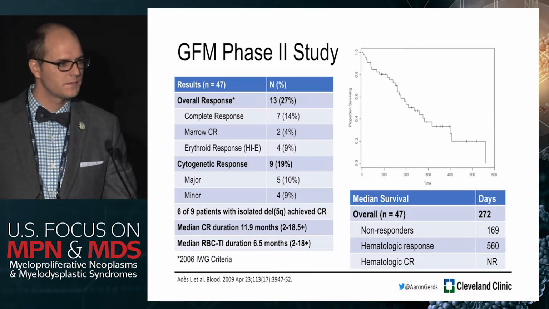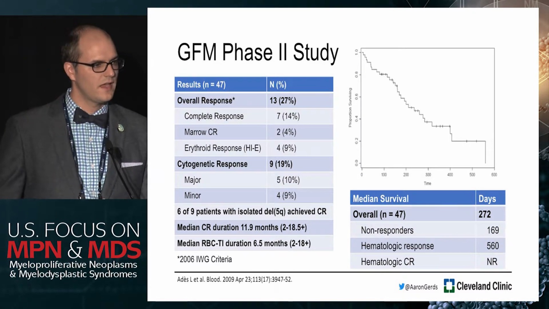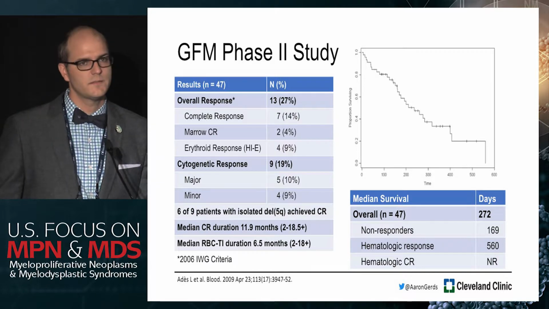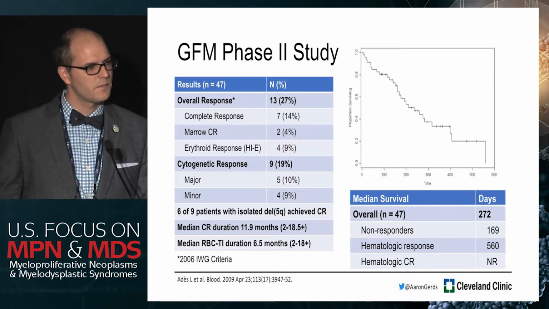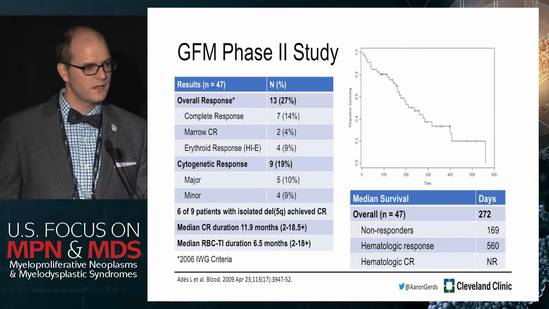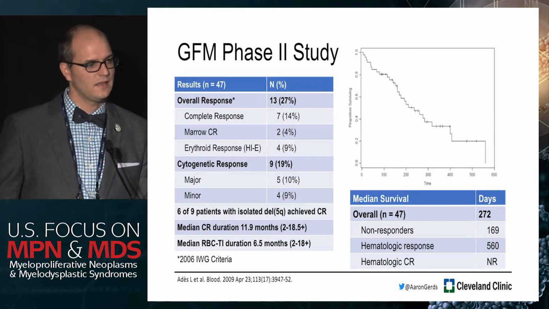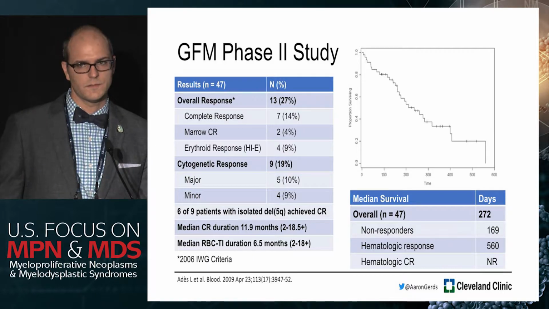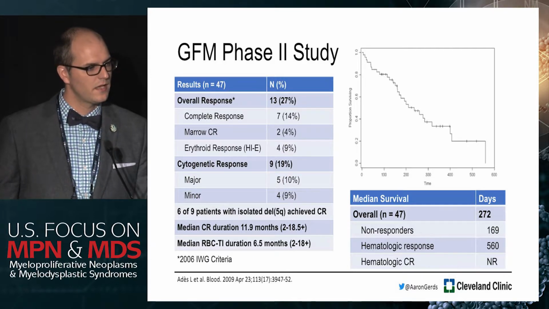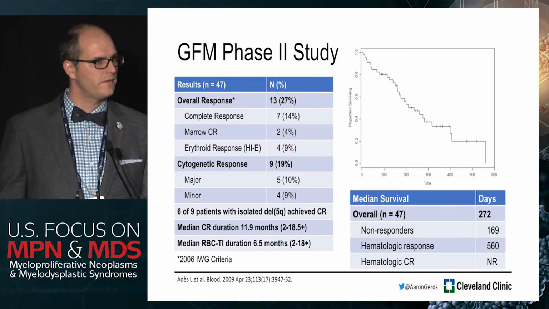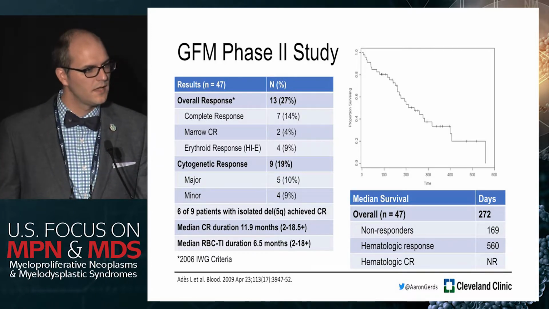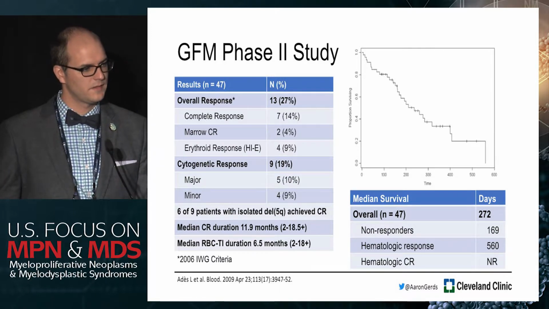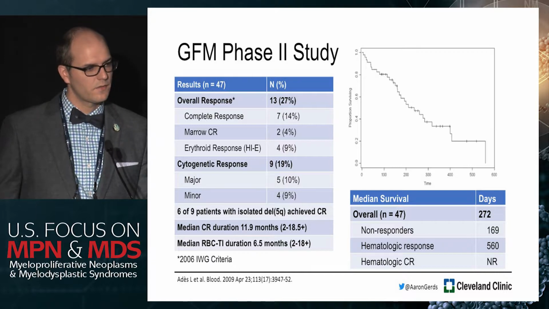Nonetheless, there were some responses. 27% of patients had a response. 14% had a complete response. There was a marrow response seen in another 4% of patients, and 9% of patients had at least an erythroid response. And there were some cytogenetic responses seen. 10% of those had a major cytogenetic response where the del(5q) abnormality was no longer detectable, and 9% of patients had a minor response. And the curve on the right is the Kaplan-Meier curve of survival.